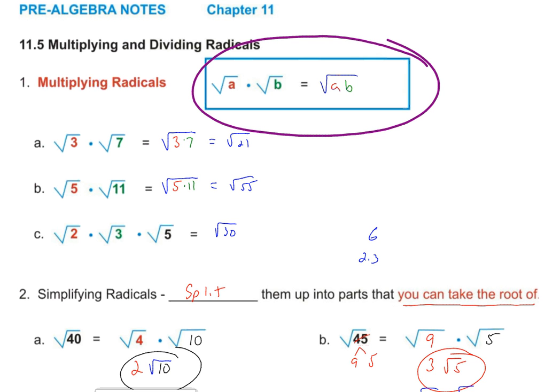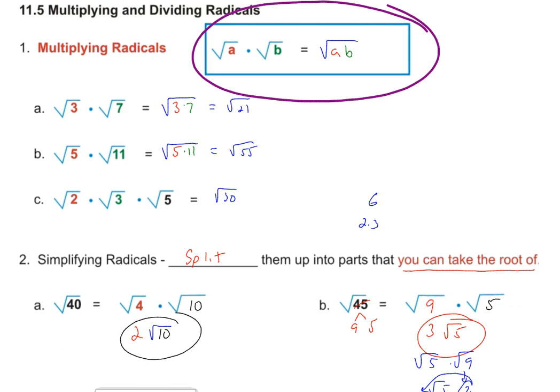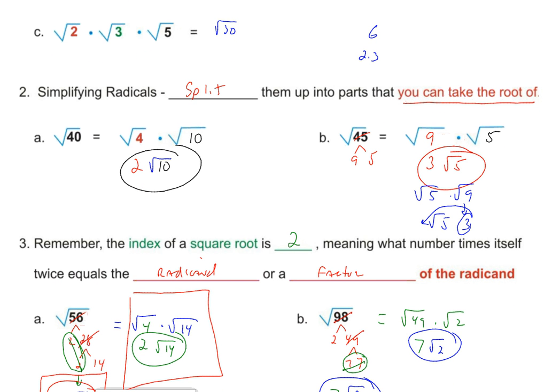Multiplying radicals. We multiply the radicands. However, at times you can simplify, and then dividing, that's the bell. I'll leave it at that.